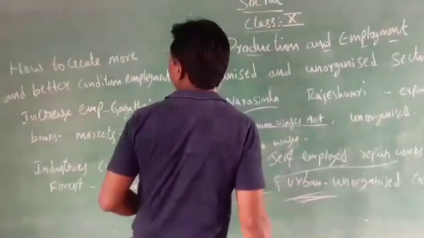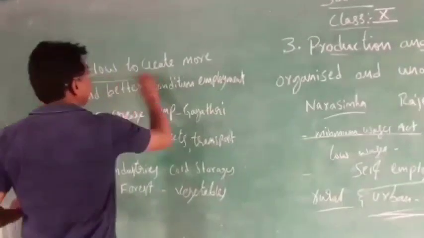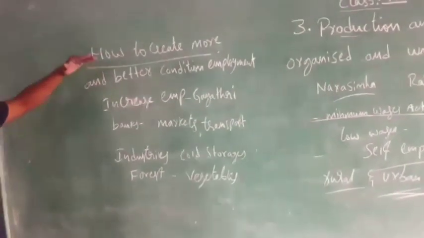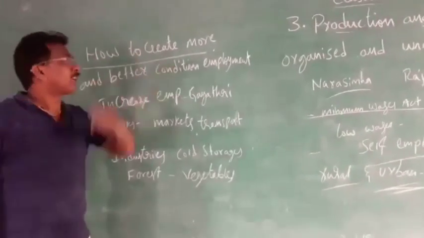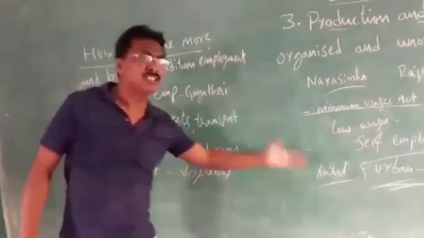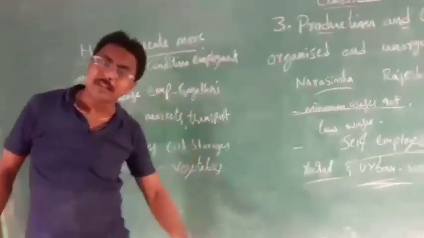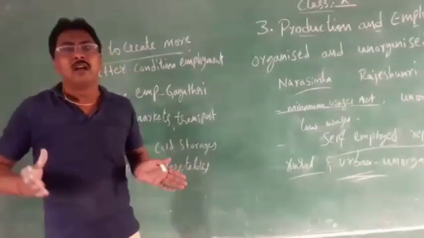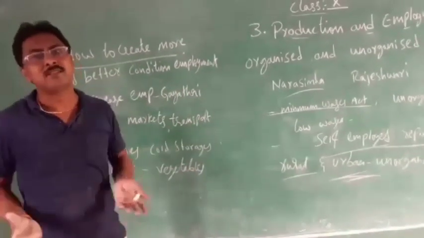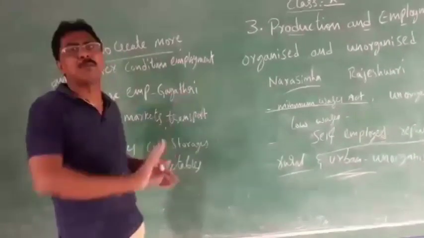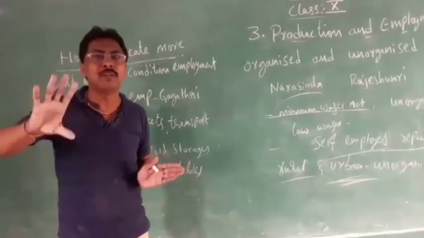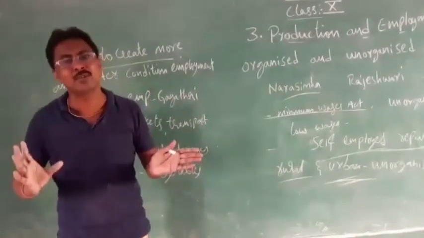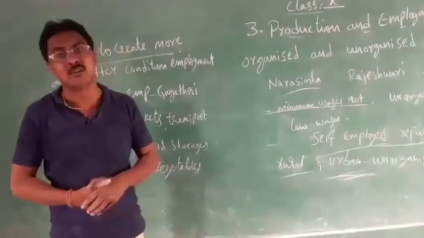And next, you see here, how to create more employment, and how to create better conditions of employment. Their condition is worse, in the rural area and in the urban area. Five days they will work and five days they will sit. They will not have work in all the casual departments. Only the government employees are getting regular work, they are happy. And in the factories they are also working, they are happy. But others are not like that.